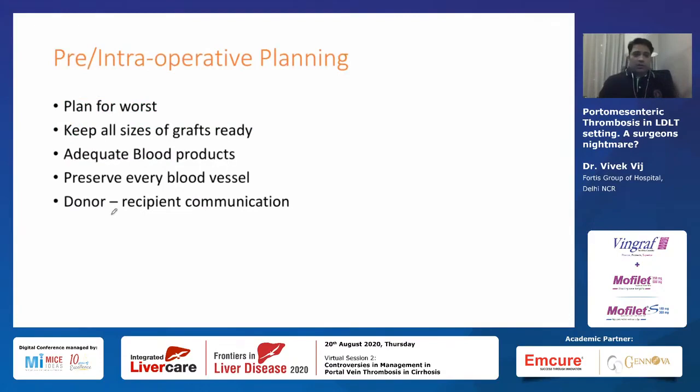Before going into the surgery, I would also like to plan for the worst. I'll keep all sizes of grafts ready, maybe PTFE grafts or autologous grafts or grafts from cadaver veins if they are available. Adequate blood products. There is no adequate number of blood products, but every team knows their capabilities. So, depending on their own comfort, they can create an environment and choose the number of blood products available. And we also have to alert the blood bank, because sometimes it can be very dirty.